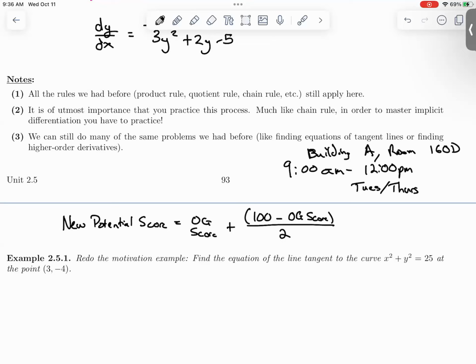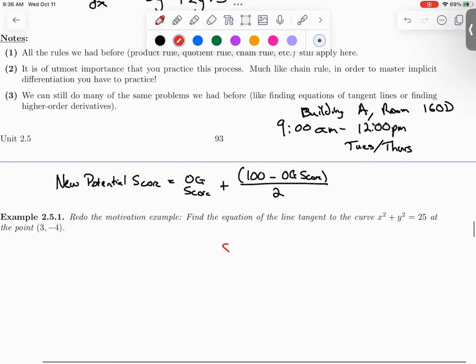So if you get an 80, you put in 80 plus 100. I'm going to write it down just so we don't have a million things in our mind at the same time. So if you got an 80, that'd be 80 plus 100 minus 80 divided by 2, which should end up being 90. So if you get an 80%, you can get a 90. You can get an A minus. If you get a 50%, you can get a 75. You can go from an F to a C.